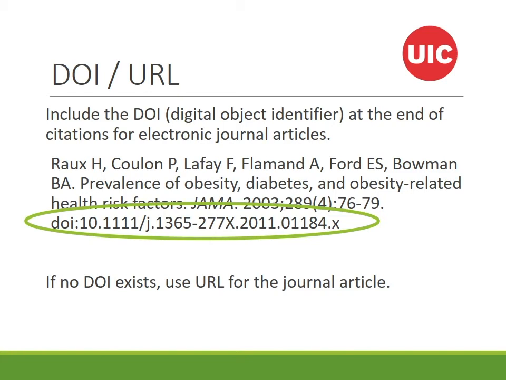If you can't find a DOI, use the URL for the journal article. And remember, you want a URL that will take the reader directly to that article. Try to avoid using links from subscription databases, as not everyone can access them. It's better to use the journal publisher's website or a permanent link from a free database like PubMed.